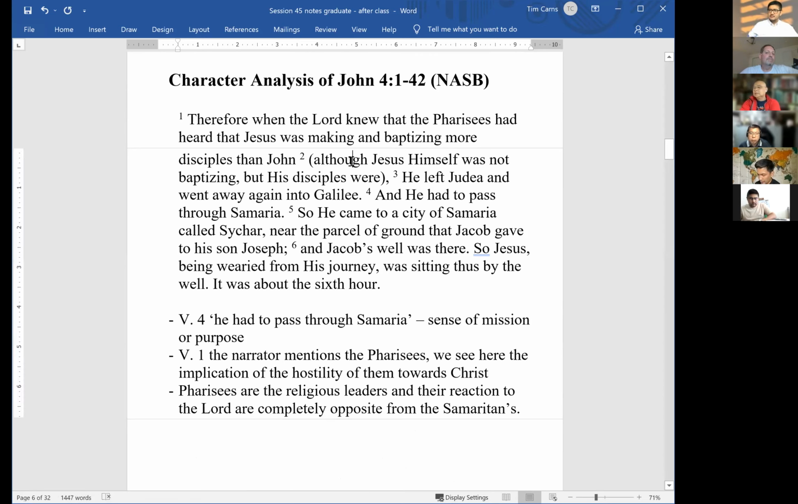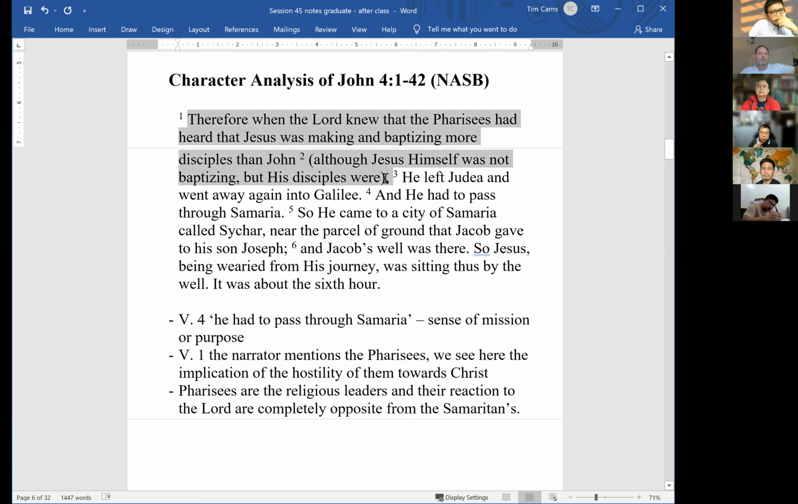So again, I don't want to read too much into these things, but at the same time, the narrator doesn't just throw in random thoughts. There is some connection, there is some reason. Sometimes it's significant, sometimes it's not. Sometimes he might just give information that's helpful to filling out the setting of the story and giving us a picture of what was going on. But here, because this is a purpose statement, right? When the Lord knew, he left Judea. So this is a purpose statement, so that carries some significance. Keep your eye out for those kinds of things as you go through a story. Okay.